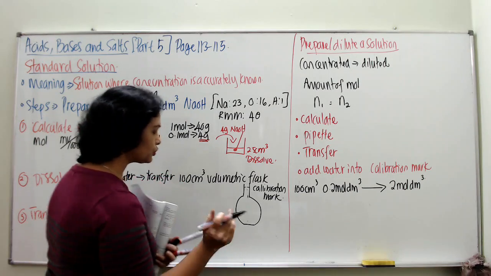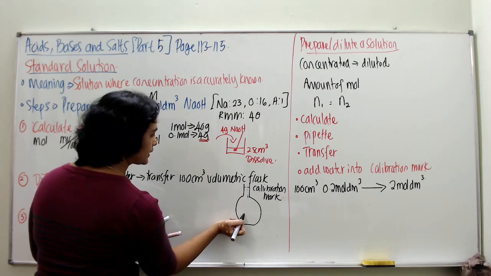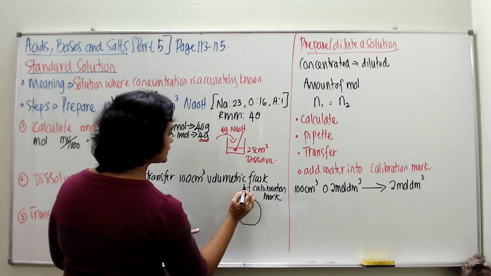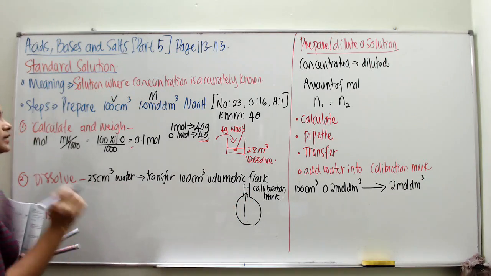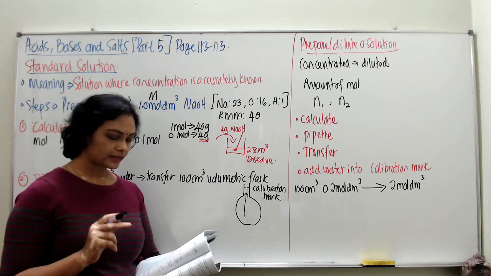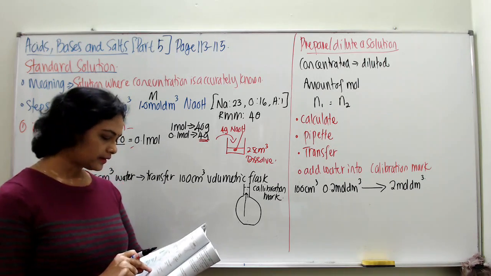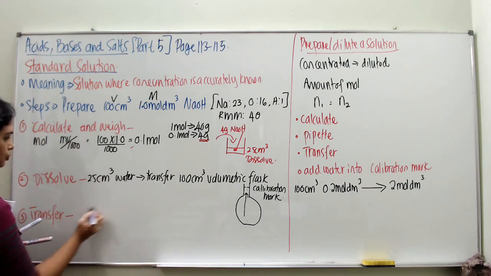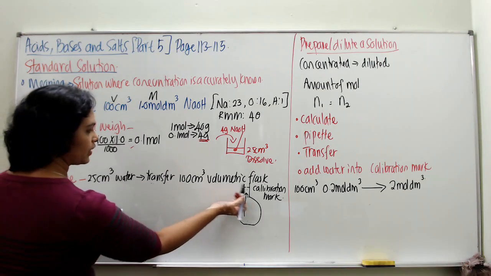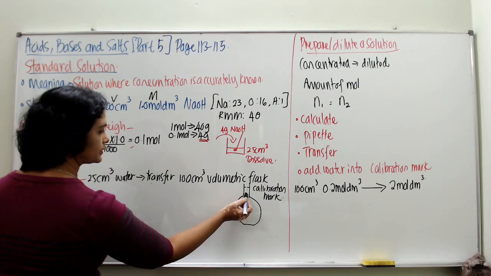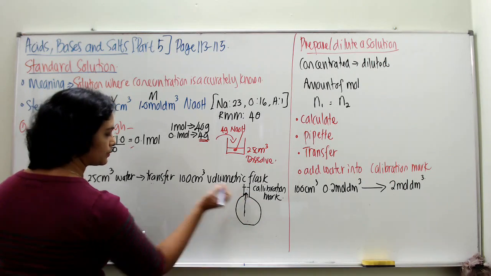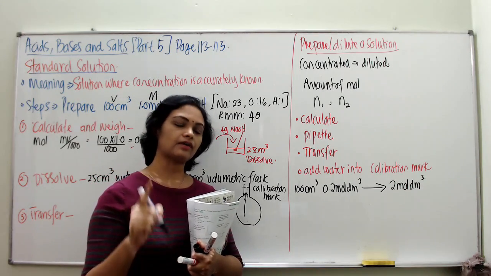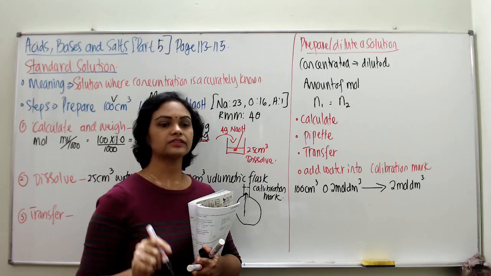Okay, now what you do is you fill in distilled water, diluting. You fill in the distilled water until it hits the calibration mark. So this is what we call transfer. You transfer into a volumetric flask and fill in the distilled water until it hits the calibration mark. The calibration mark shows you that you have added enough water until it is 100 cm³.